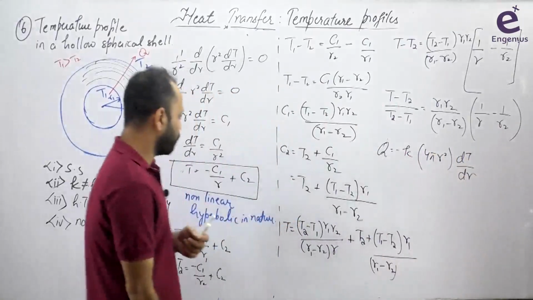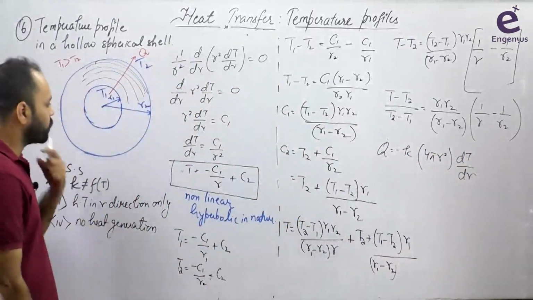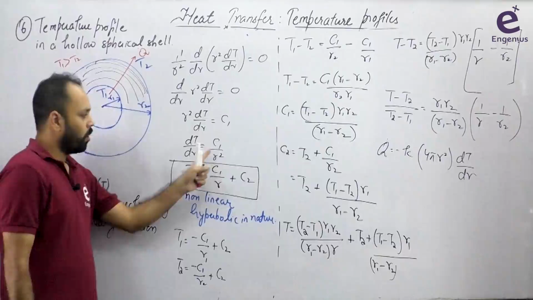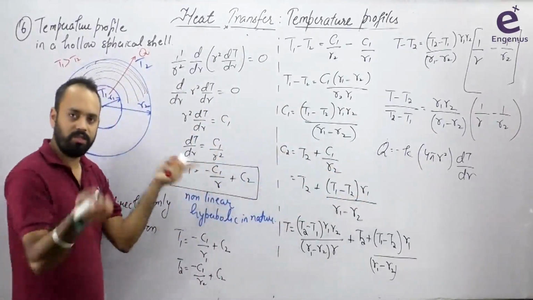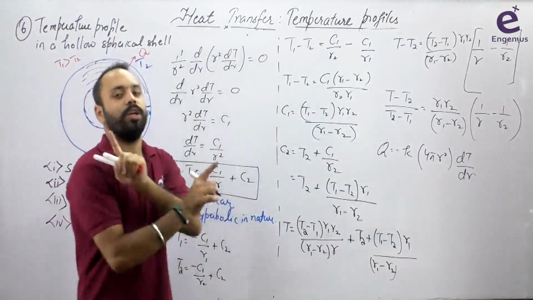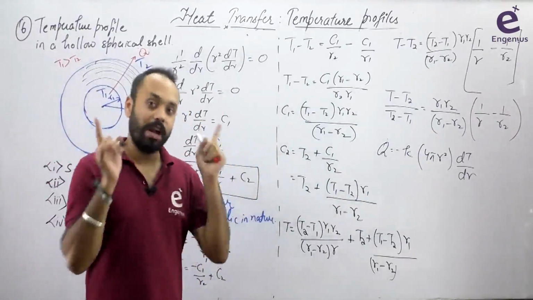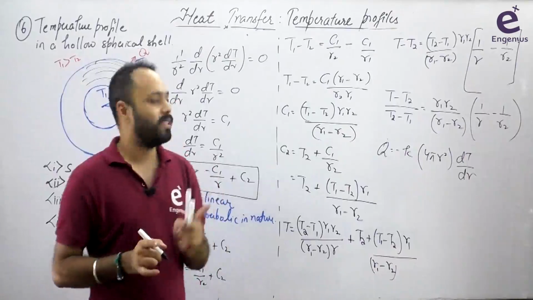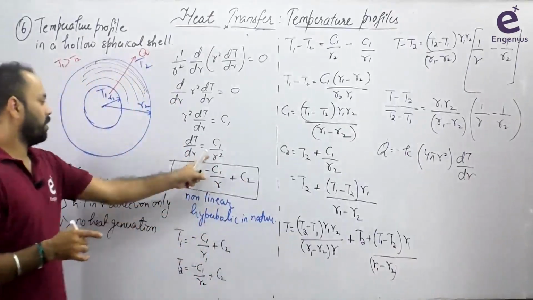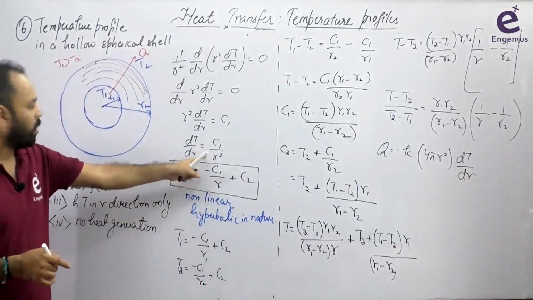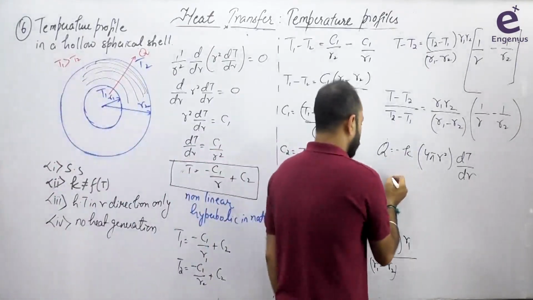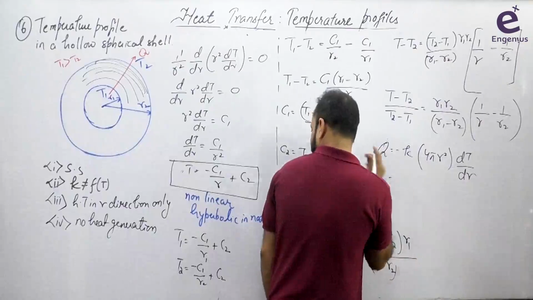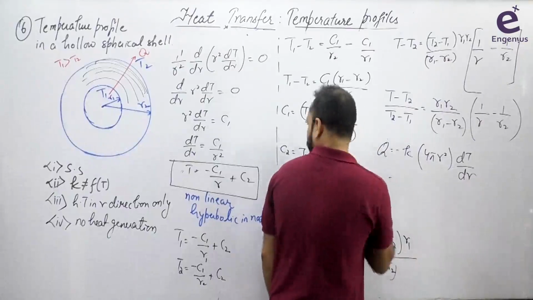Correct? What is dT by dr? Look again: this is 4 pi r square, and dT by dr is C1 by r square. The r square cancels, so what will Q be? Q won't change with r. The profile is non-linear, but Q is the same because dT by dr is changing at the rate 1 by r square. So you can write this equation as minus C1 by r square, and this is C1.